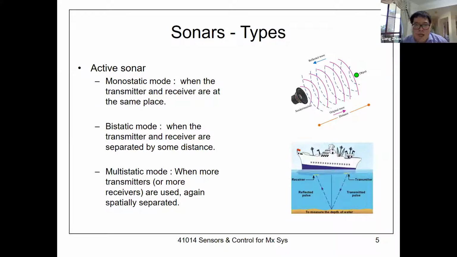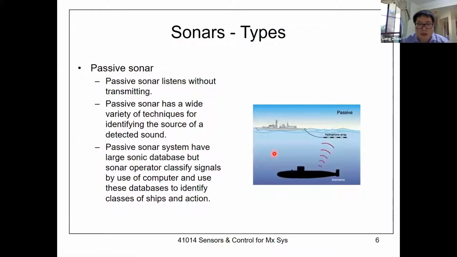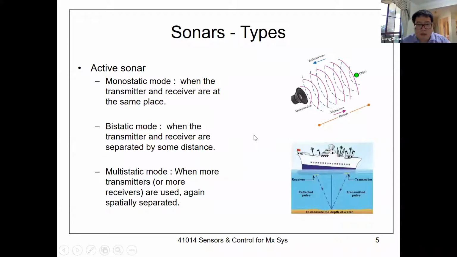And there's another one called bistatic mode. Bistatic mode means the transmitter and the receiver are placed at different locations with a distance, and then it generates the sound, which means there are multiple transmitters and receivers. So as I mentioned, the multi-beam sonar is one of the cases.